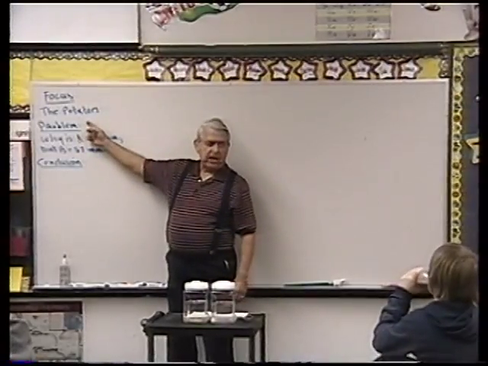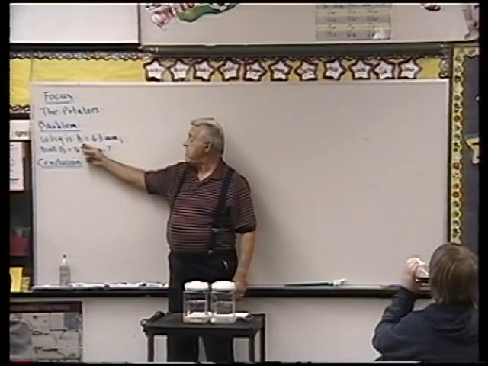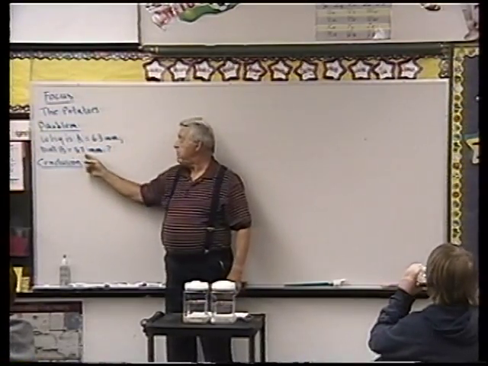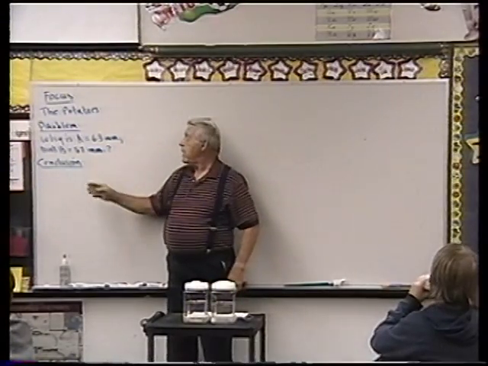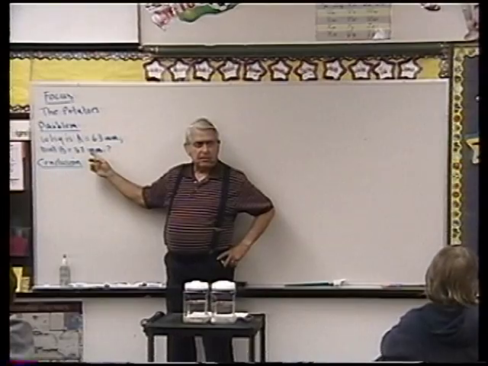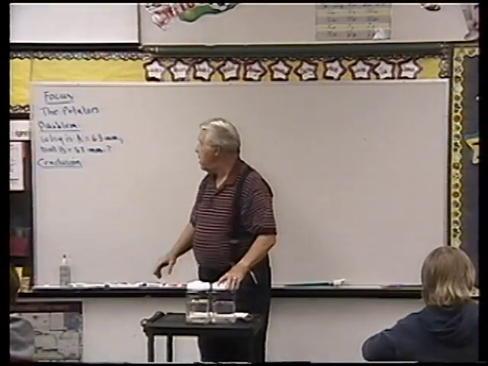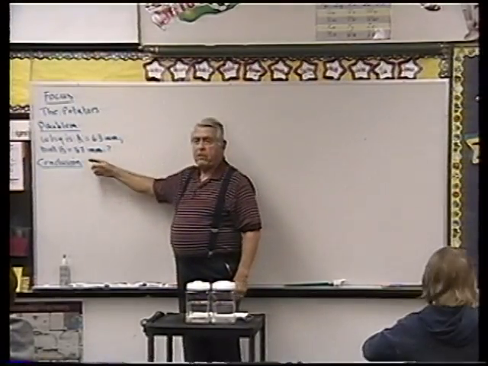Focus today is called the potatoes. And the problem is, why is A equal to 63 millimeters, but B equal to 57 millimeters? I'm gonna show you two pieces of potato. They're in these jars, A and B. One is 63 millimeters long and one is 57 millimeters long.